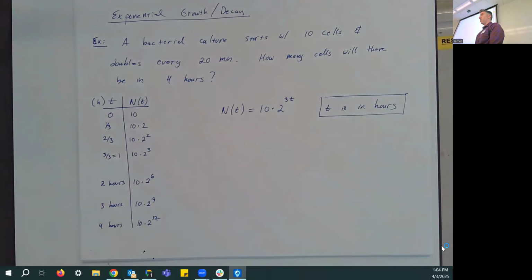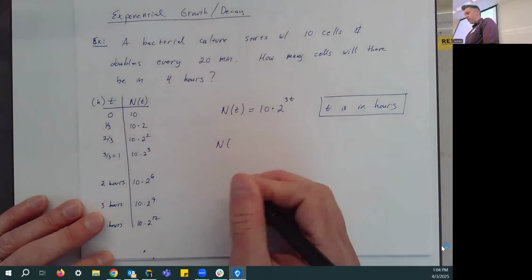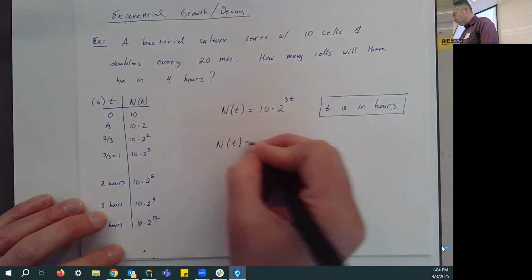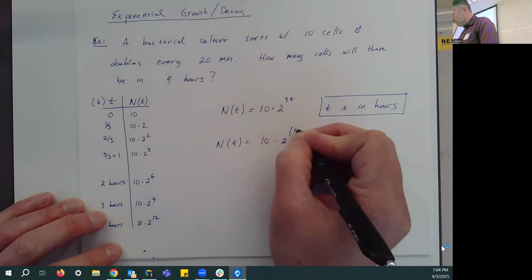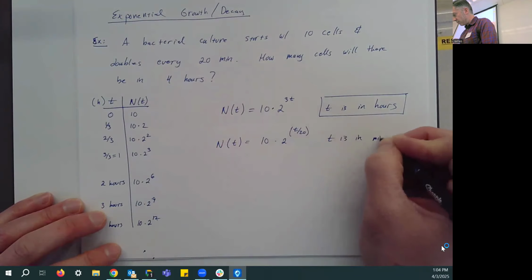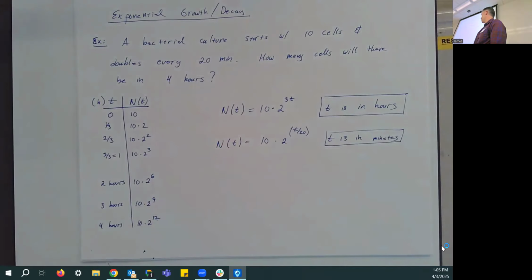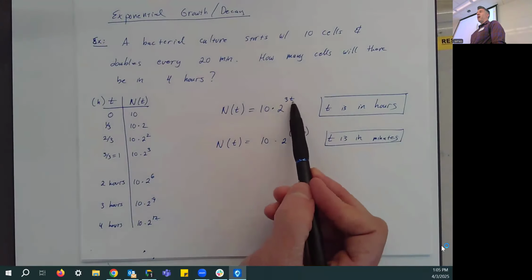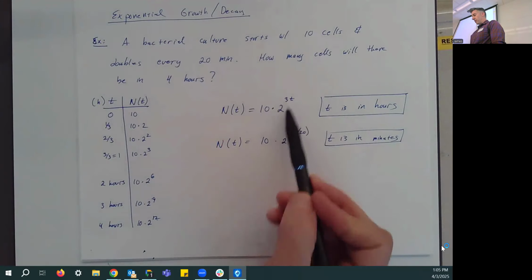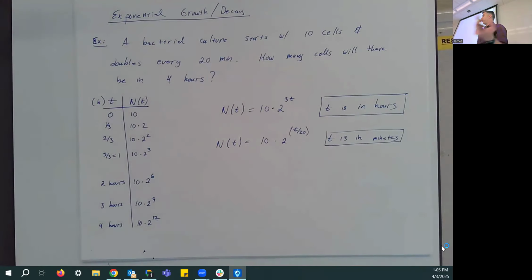On the other hand, if you want to do it in minutes, then it would look like this. And I should use something else, but I'm going to use T. N of T equals 10 times 2 to the T divided by 20. Here, T is measured in minutes. But you can see you're going to get the same result. If you pick T equal to 1 hour, you get 10 times 2 to the third. If you pick T equal to 60 minutes, you get 10 times 2 to the third. So 1 hour, 60 minutes, if you write the function a different way, it still gives you the same result. It depends on how you want to write it.